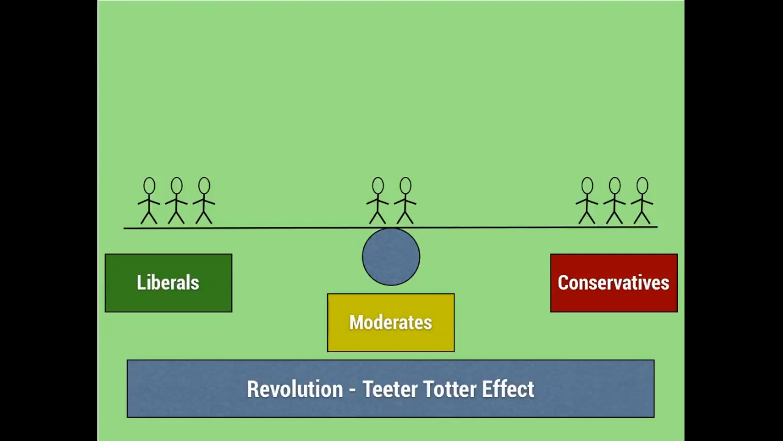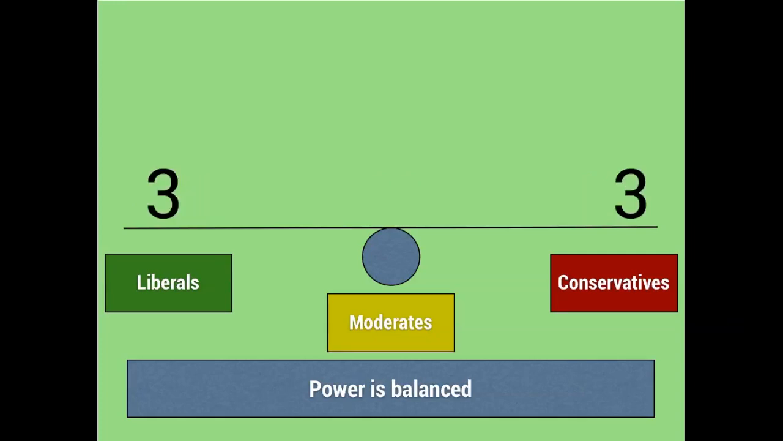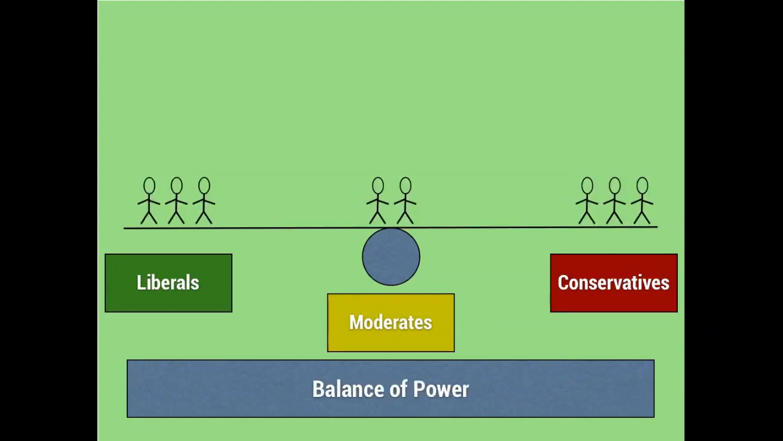When there are the same number of liberals and the same number of conservatives, we could say that power is balanced. We know this is true because just as in algebra, if there are three numbers on one side and three numbers on the other, then the numbers are equal and the teeter-totter is balanced. We call this equalness the balance of power.